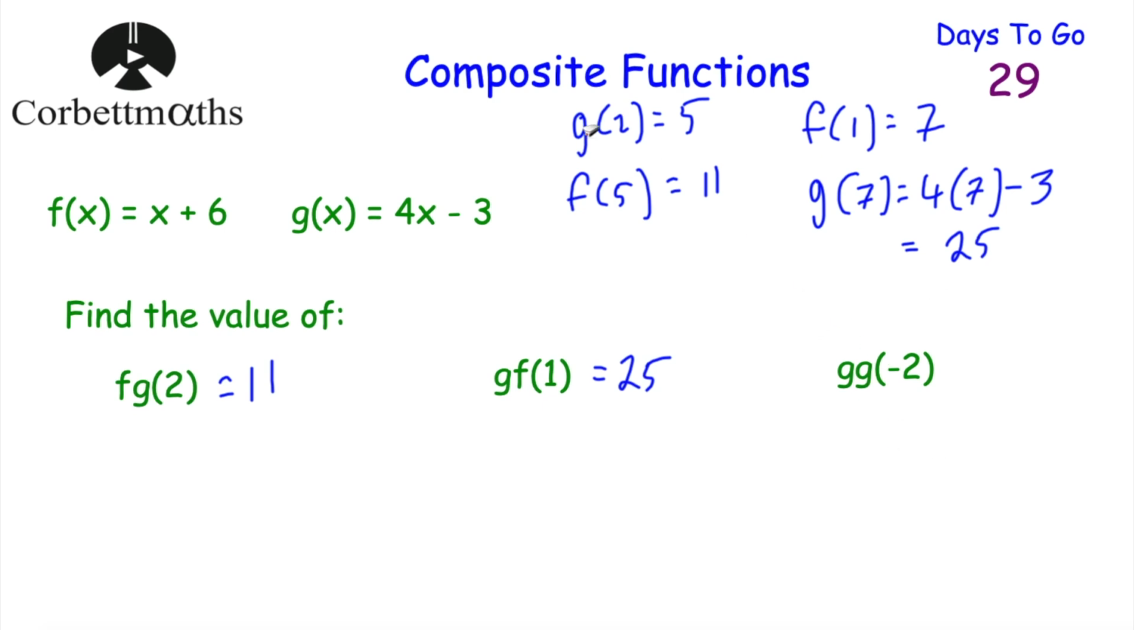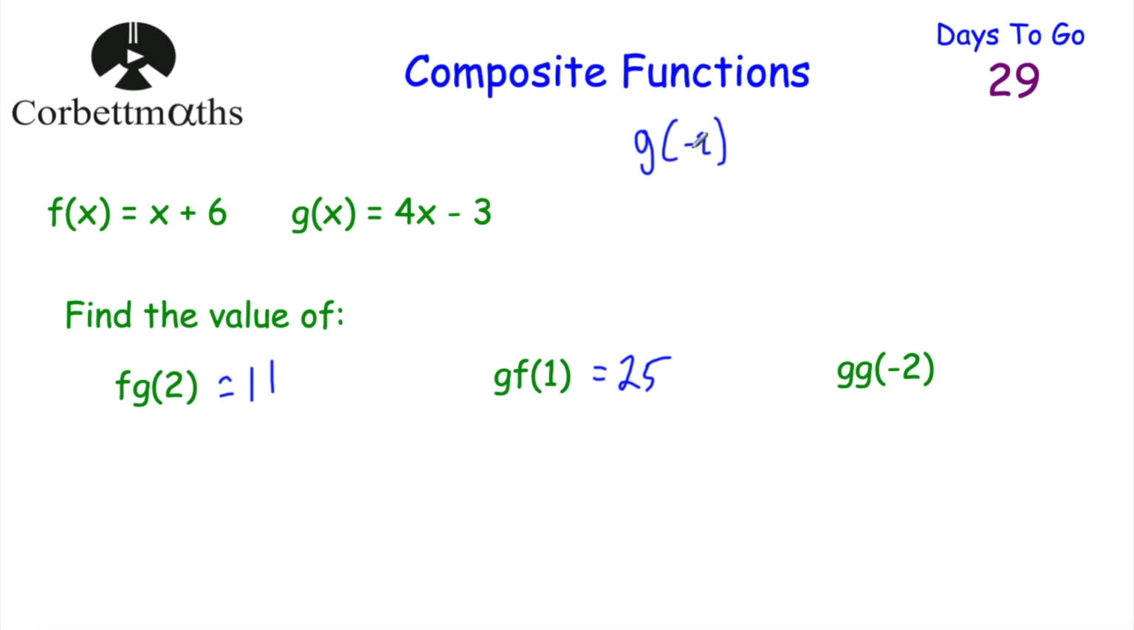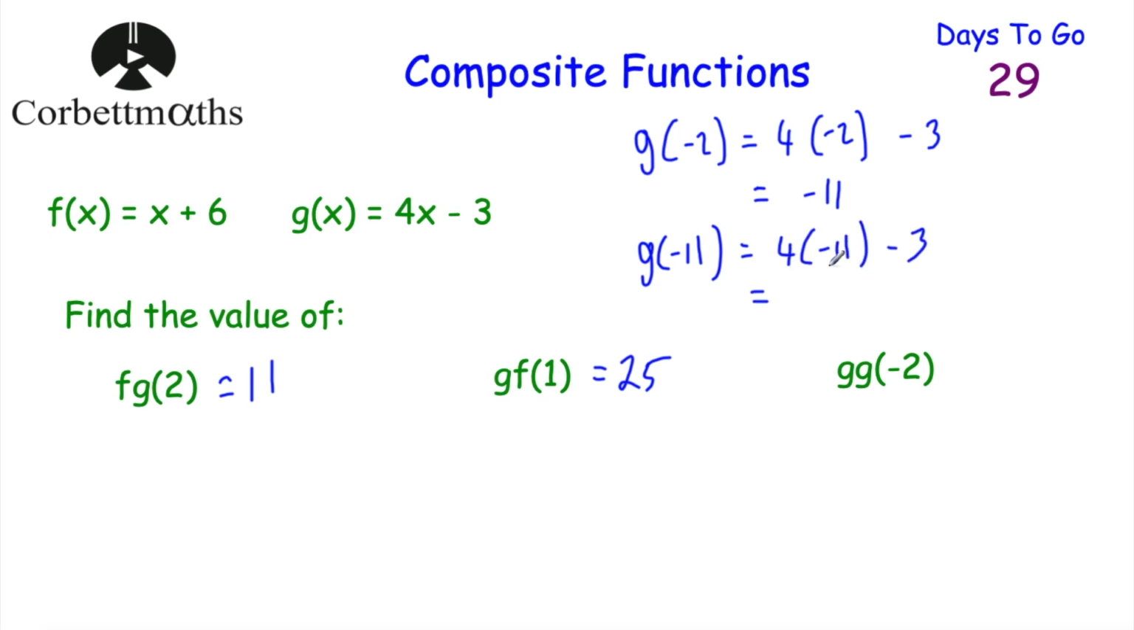Okay, and finally, gg of minus 2. So in terms of that, let's let x equal minus 2. So we're going to do 4 times minus 2 minus 3. 4 times minus 2 is minus 8, minus 3 is minus 11. So we've applied g once, now we need to apply it again. So we're going to do g of minus 11, and then that would be 4 times minus 11, then minus 3. 4 times minus 11 is minus 44, minus 3 would be equal to minus 47, and that's it. And if you got those, well done.